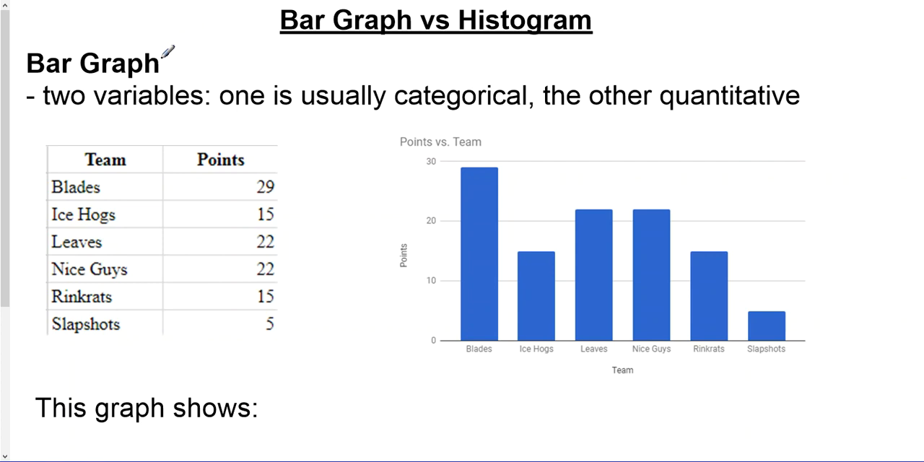A bar graph, as I talked about in the last lesson, involves two variables. One is usually categorical, and the other is quantitative. In this one, our categorical variable is the team name, which we're plotting across the bottom, and our numerical or quantitative variable is the number of points. So we've made a graph of teams and the number of points that they have. And what does this graph show? Well, basically it shows the number of points each team has.